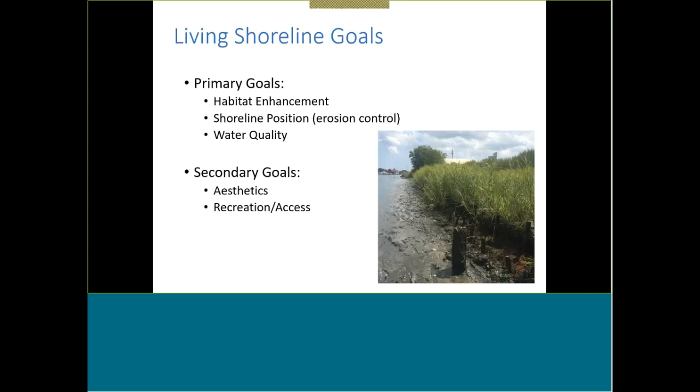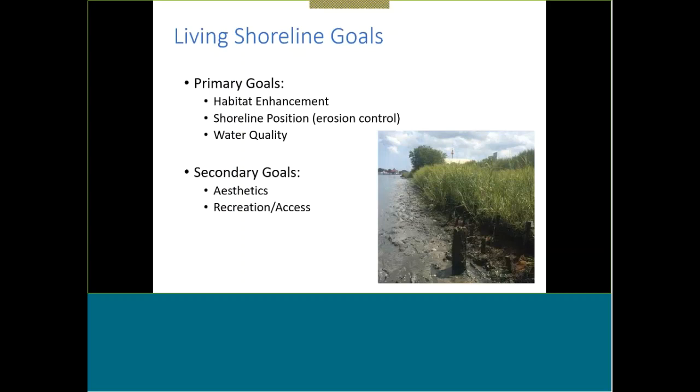And then there are secondary goals like aesthetics and recreation or access that are also important. And I say secondary because you can't necessarily walk into permitting and proposal and say, this landowner wants to put in a living shoreline just because they think it's pretty. As Chris mentioned, you need to be addressing an issue or a problem, and these secondary goals can be added on. Chris mentioned you don't need to have just one goal. You can definitely have a project that is designed to meet several goals at one time.